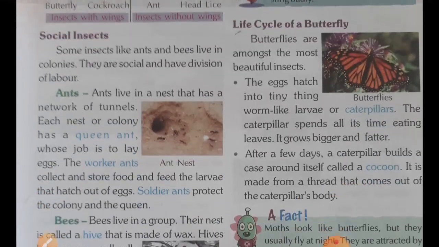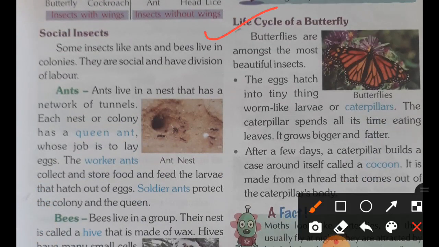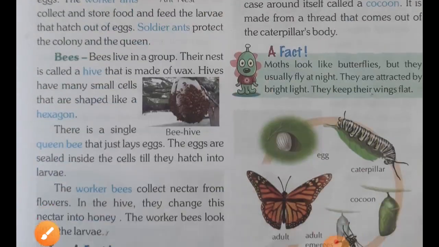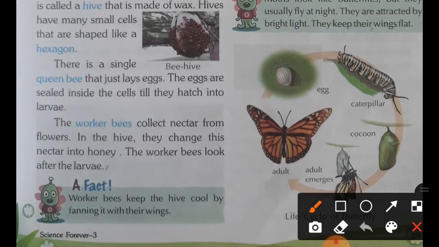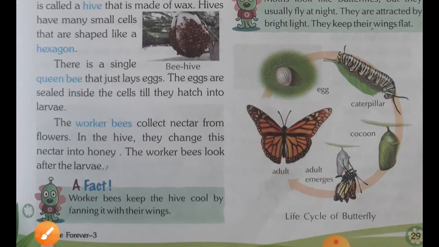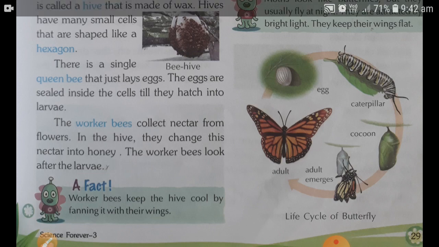Now next here, life cycle of a butterfly. First of all, just see what are the parts of butterfly's life cycle. Egg, caterpillar, cocoon, adult emerges out. So first there is an egg, then caterpillar, from the caterpillar a larva forms in the cocoon, then when it comes out, a butterfly is formed. Now I will explain you in detail.